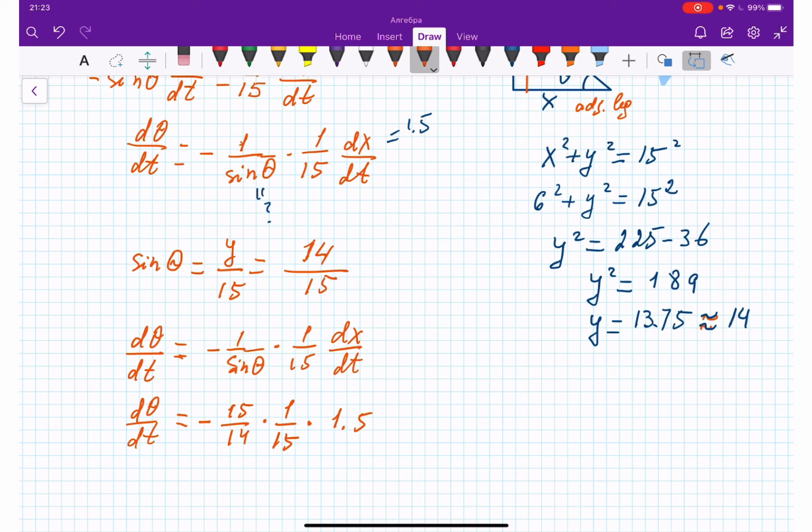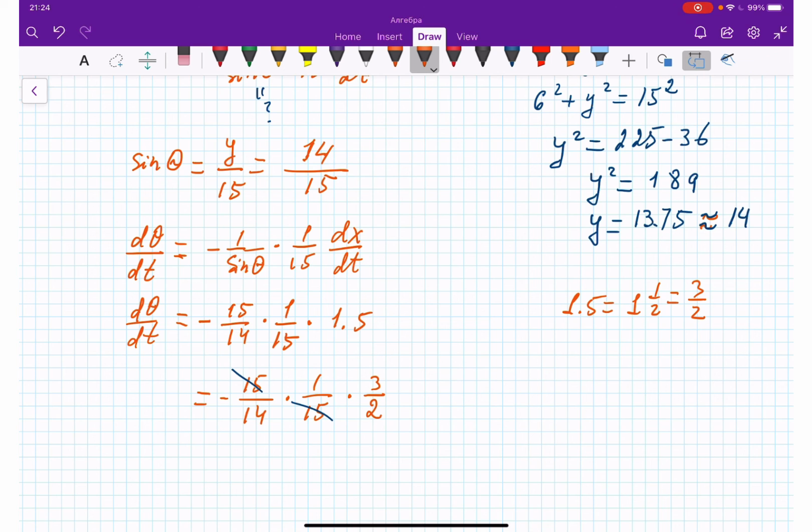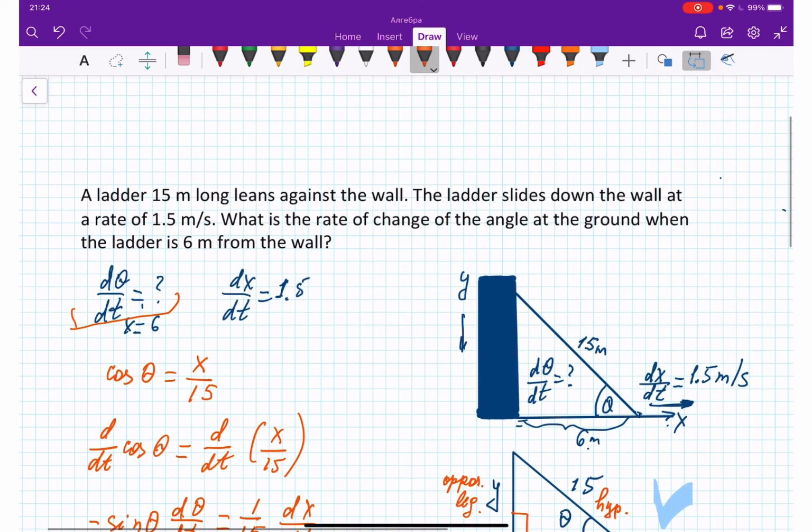Well, maybe we need to convert everything into, no, let's do it as a mixed fraction. So 1.5, let me do it here as a draft. 1.5 is equal to 1 and 1/2, which is going to be 3 over 2. So instead of 1 and 1/2, I'm going to rewrite it: equal negative 15 over 14 times 1 over 15 and times 3 over 2, where 15 is gone with this 15, and our answer is going to be negative 3 over 28.